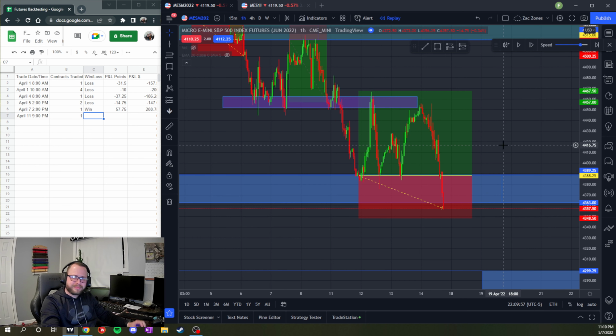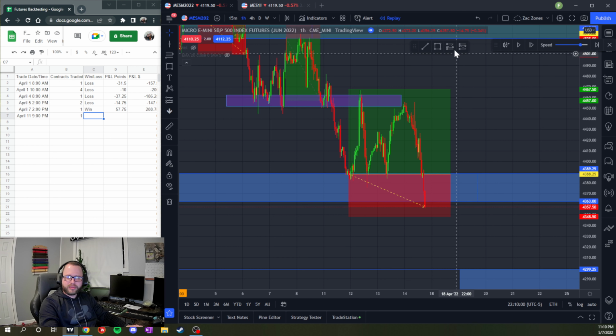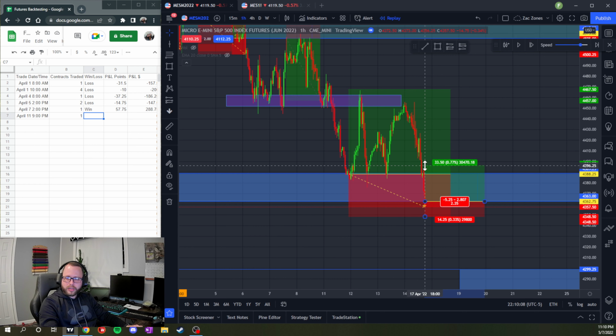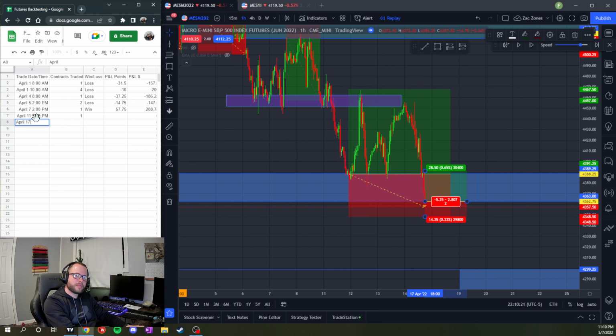So I'm already not liking this backtest. Let's go ahead and do that. And our 2-to-1 on that, if we get a bounce out of it at all, is going to be right there. So there's that. Let's keep that wide. That is at 17th of April, 6 o'clock in the evening. And that is 2 contracts traded.